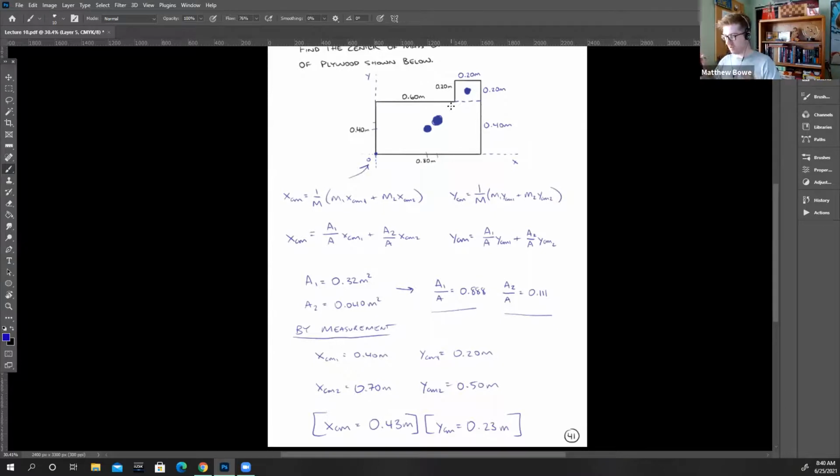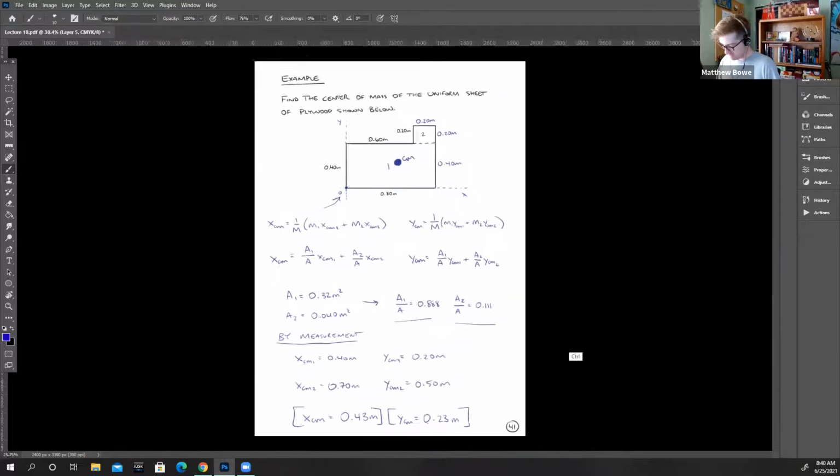If I wanted to balance this board on, say, a pin, or hold it up with just my fingertip, I would be able to hold it up and balance it from right there, that center of mass. Okay, so let me get rid of those. I'll leave the dot. Just the total center of mass. Okay, so that's this problem.